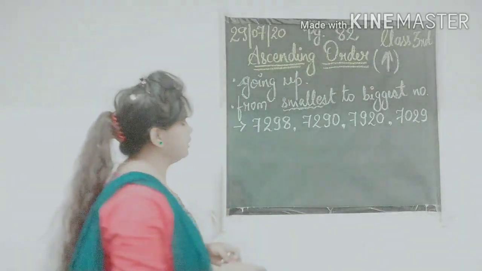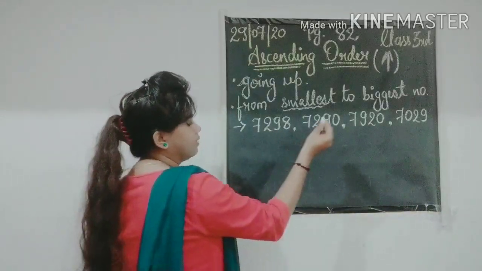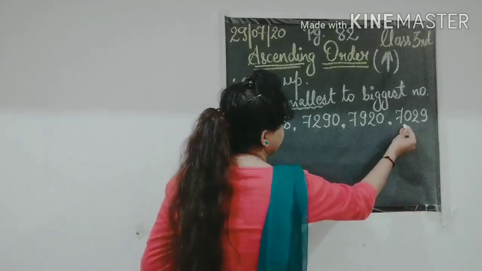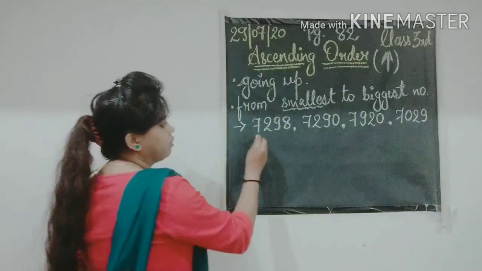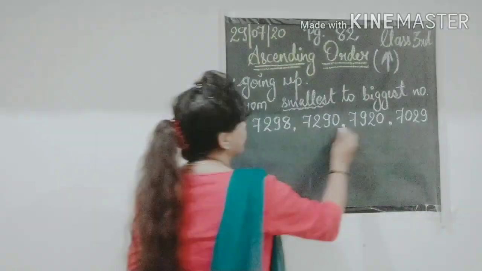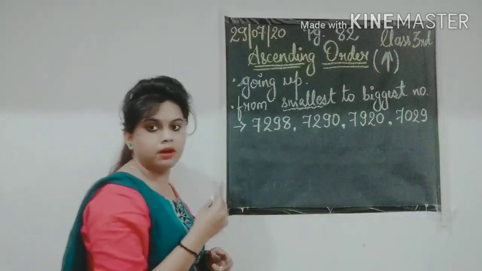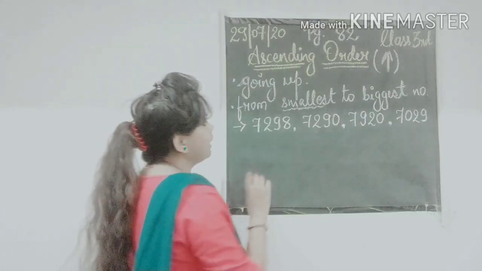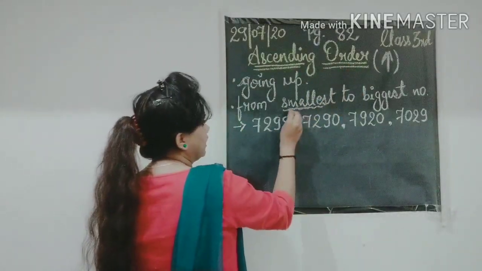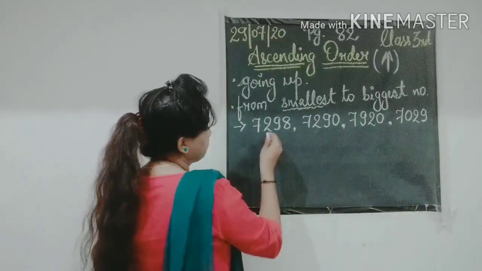Okay. So see carefully. There are four numbers: 7,298, 7,290, 7,920 and 7,029. You have to compare all the four numbers. Okay. And while comparing all these numbers, you have to find out the smallest number out of these numbers. As we are writing ascending order, so first thing we have to write is the smallest number.